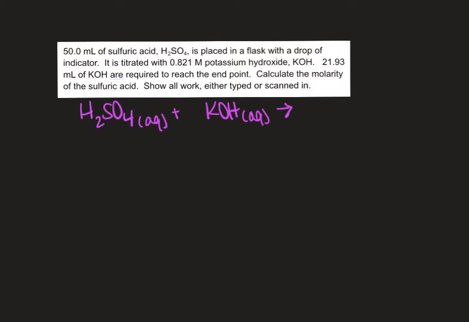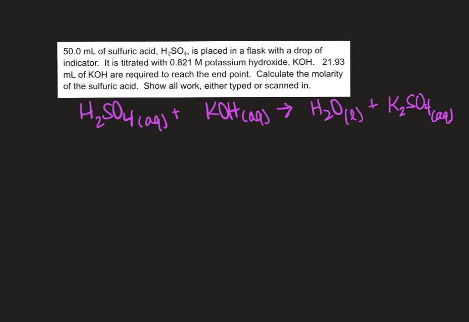The first thing you have to do is write the balanced formula equation. So we have the sulfuric acid and the potassium hydroxide. This is going to be a neutralization reaction, so we're going to form water, which is a liquid. And then the potassium ion, which has a +1 charge, will get together with the sulfate, which has a -2. And that's going to be aqueous because any group 1 ion in a compound is going to be soluble.